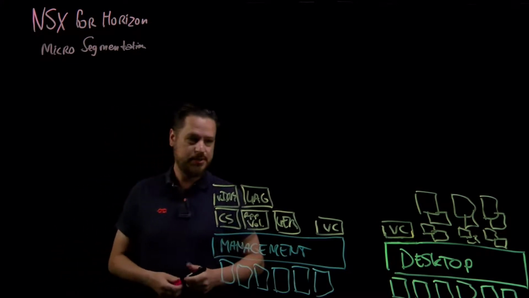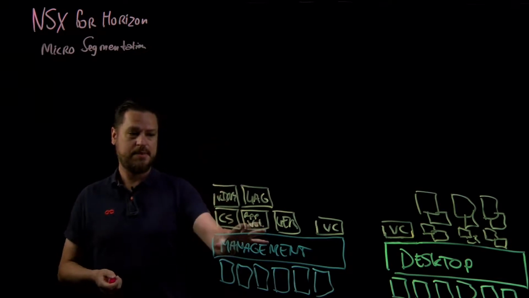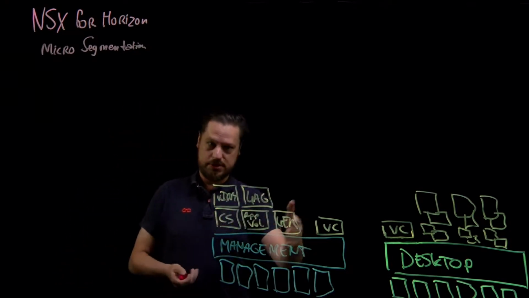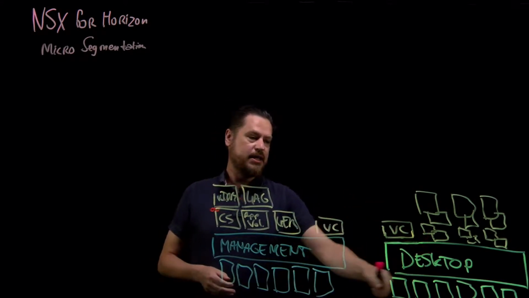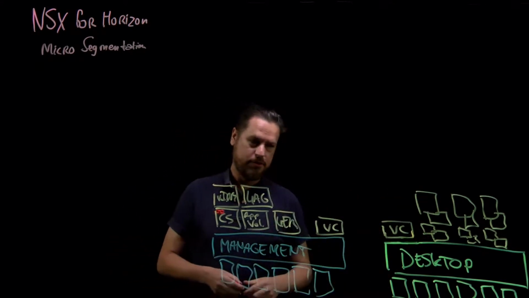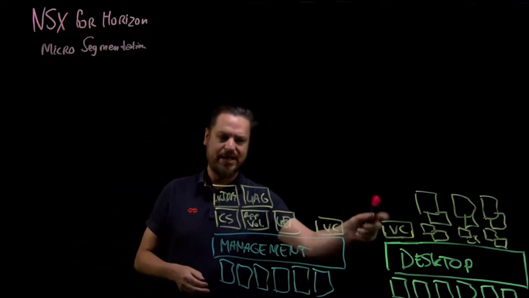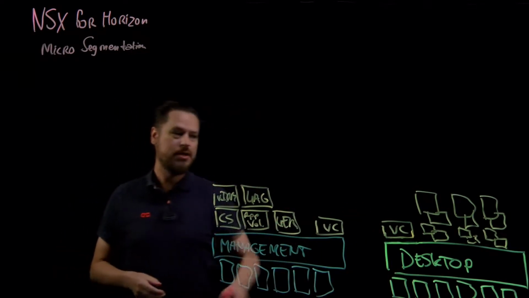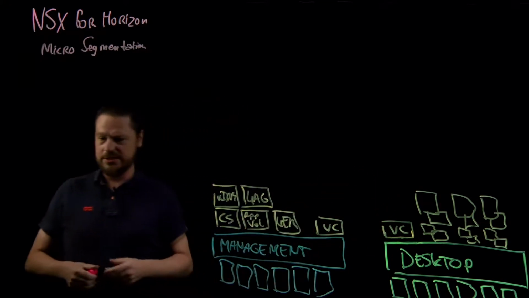So for micro-segmentation, we have the Horizon architecture in a management block with all the components that are used for the management components, a vCenter, and a desktop block with all the virtual desktops and the vCenter for the virtual desktop that actually resides on the management block, but for the NSX purposes, I've drawn it on this side.